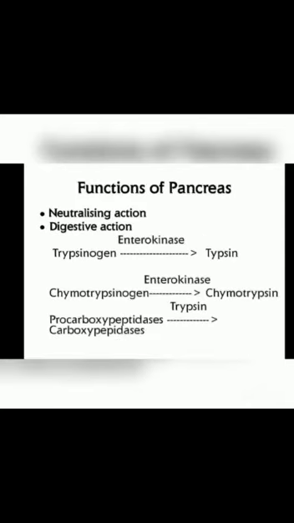Digestive action. Trypsinogen and chymotrypsinogen are the inactive proteolytic enzymes of the pancreatic juice. When they come in contact with enterogenase of the intestinal juice, they are converted to trypsin and chymotrypsin respectively, as illustrated herewith. Trypsin and chymotrypsin act on partially digested proteins. This means they convert peptones into peptides and polypeptides.